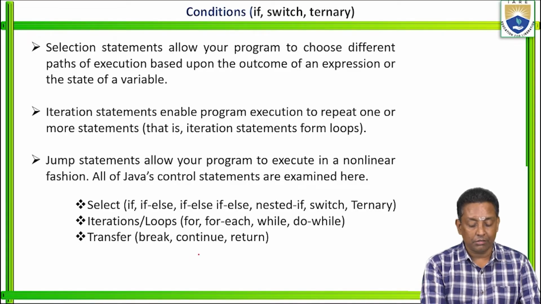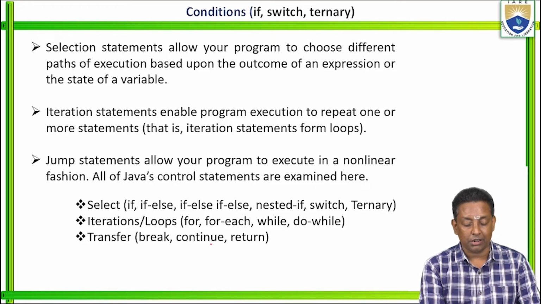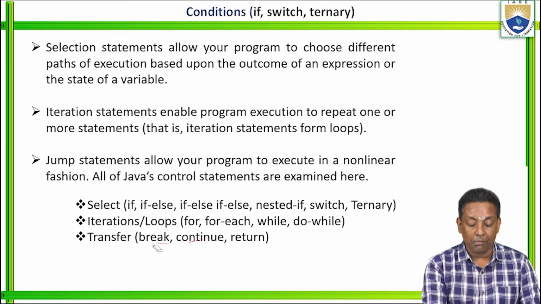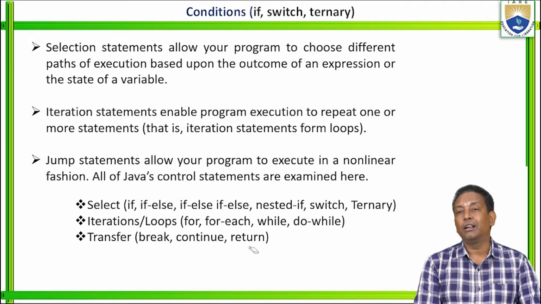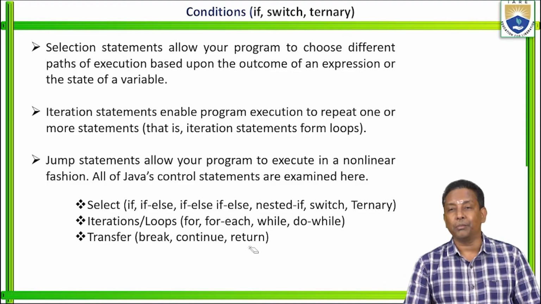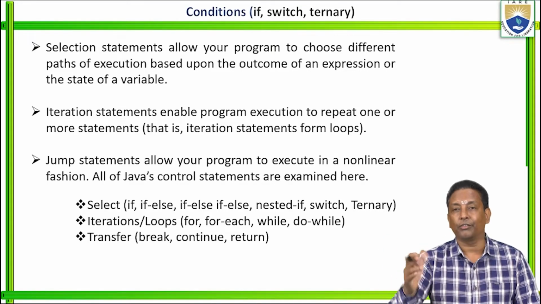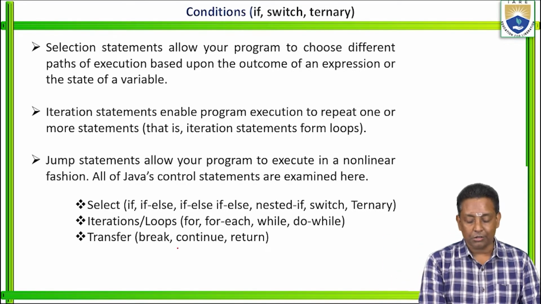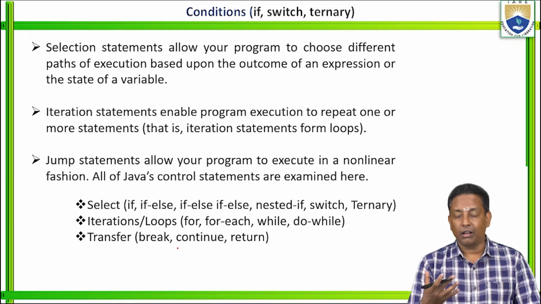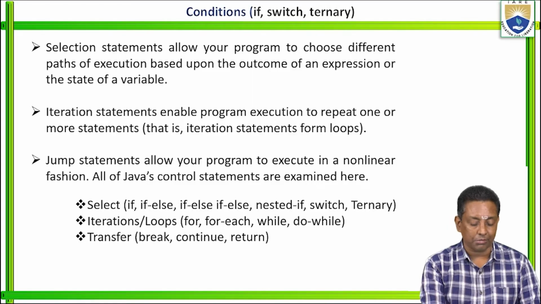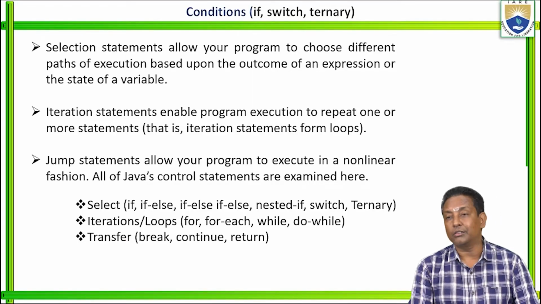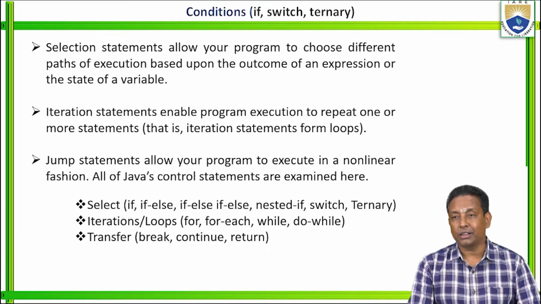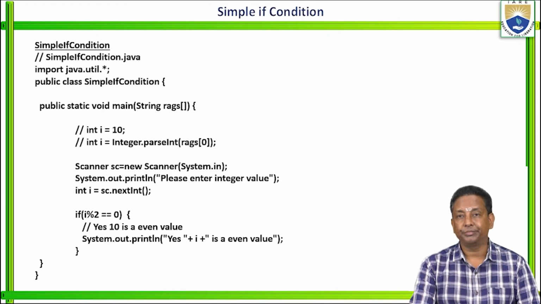And jump statements are like break and continue. Break breaks a loop. Continue skips the current iteration of the loop. A return is a statement always used at the end of the method to return the final output of the method. So these are the transfer statements, control transfer statements. That's why they are called transfer statements. So these are called control structures in the programming language.